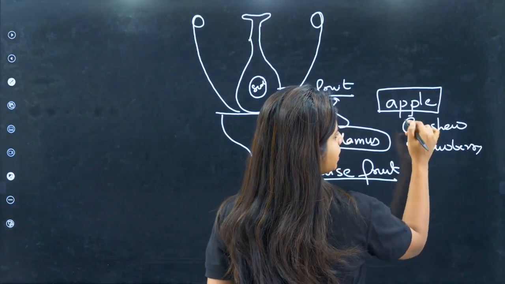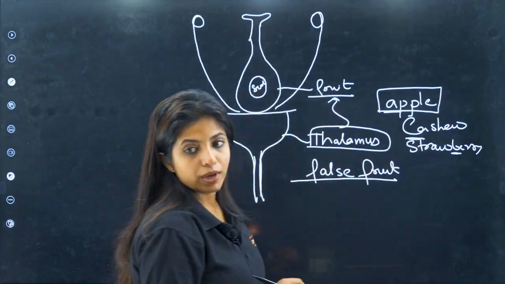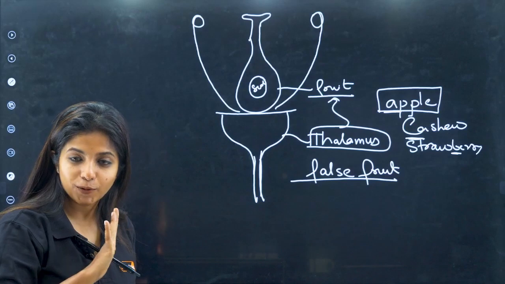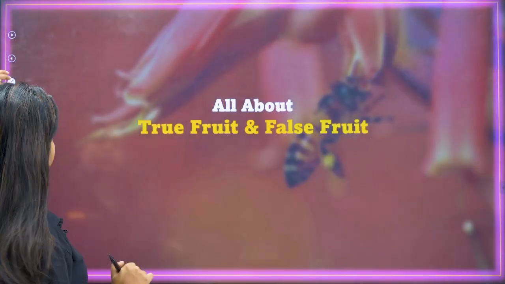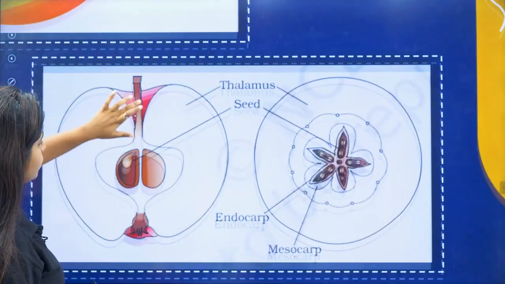So you can remember A, B, C. A for apple, B for berry, strawberry, and C for cashew. These are the examples of false fruits out there. I hope this is also clear. Now over here, you have a picture for that. I will zoom this in and it becomes all the more clear for you.